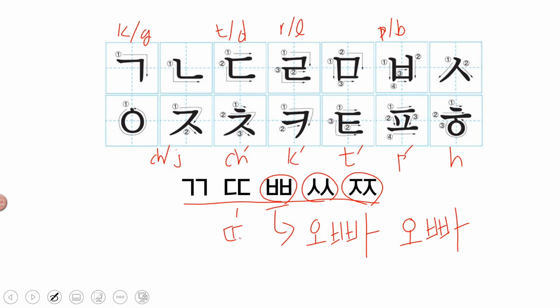One more example. This is 또, which means again.